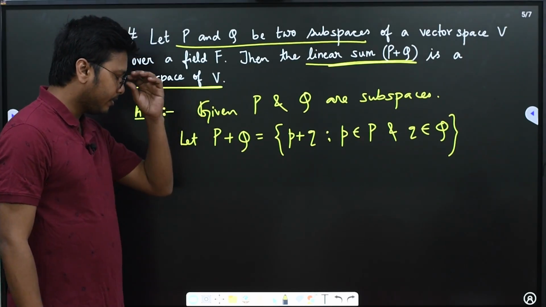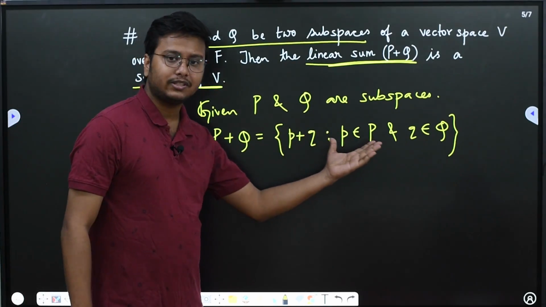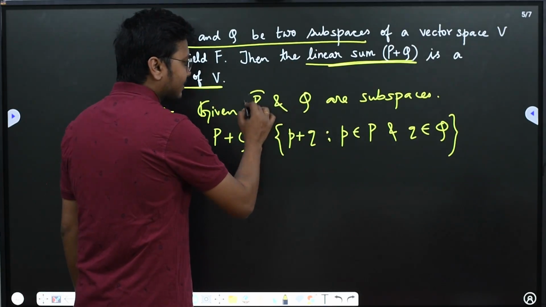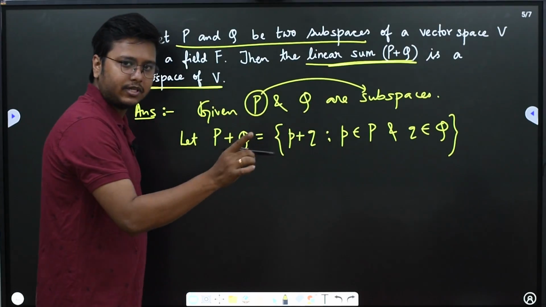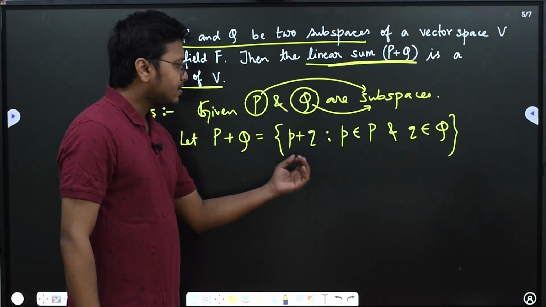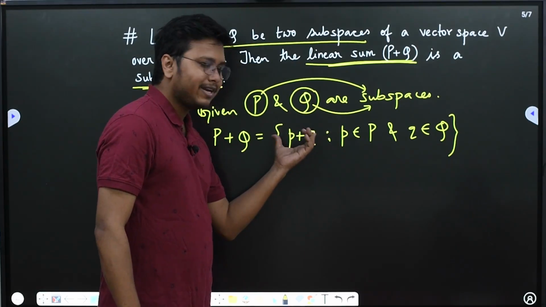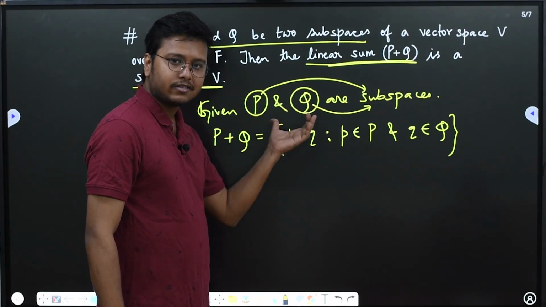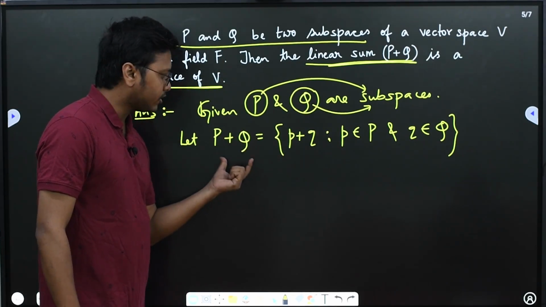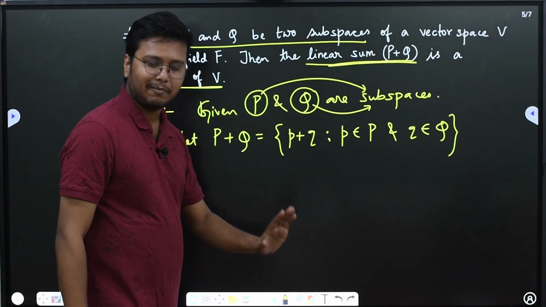Before we take two elements, first of all we need to show this is non-empty. Now why is this non-empty? Because P is a subspace, so P is non-empty, and Q is a subspace, so Q is also non-empty. That means small p and small q exist in these two sets, so their addition is going to exist in the P plus Q set. So obviously P plus Q is not an empty set.